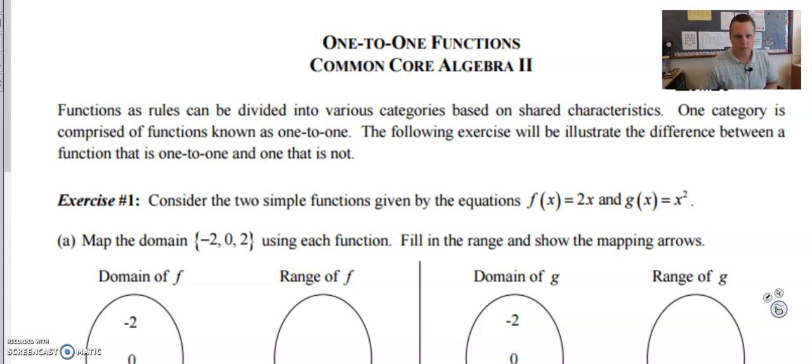Hello. One-to-one functions are Unit 2, Lesson 5, page 17.